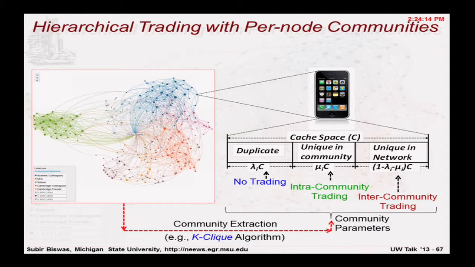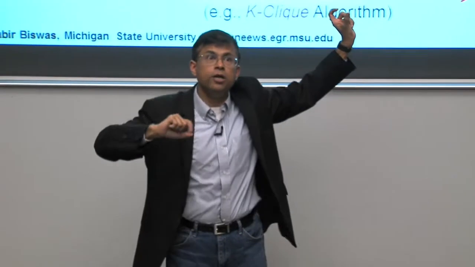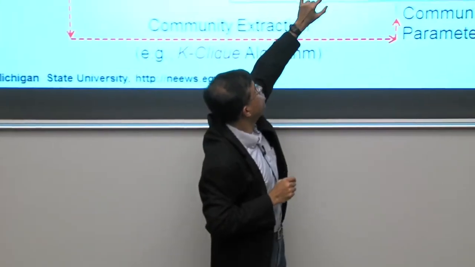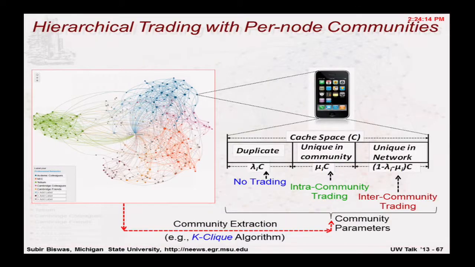And then I have one part which is unique in the community, because I know now, using this community formation algorithms, who my community members are. So within that community, I make sure that this thing is unique within that community. And then there is another part which is unique in the network. Okay, so now instead of just lambda, we have 2 parameters, which is lambda and mu. And this is done on a per node basis, remember, because everybody's mobility pattern is different, right?